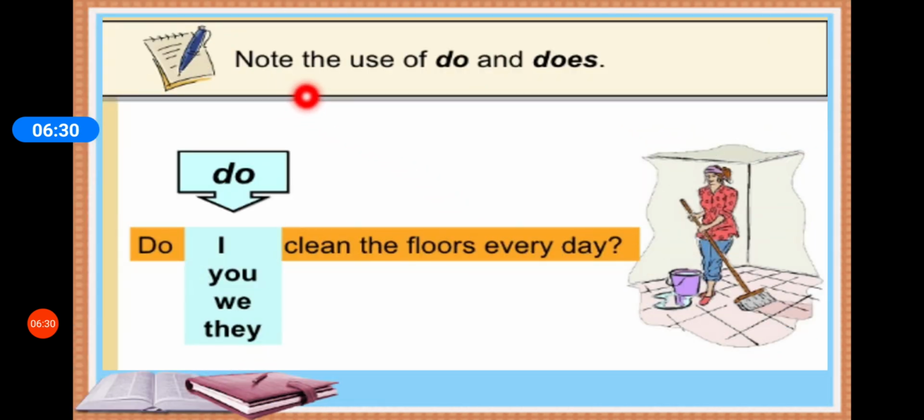Now let's note the use of do and does. Do will be used when we are talking of I, you, we and they. Children, just imbibe this in mind. Like, do I clean the floors every day? Similarly, do you clean the floors every day? Do we clean the floors every day? Do they clean the floors every day?